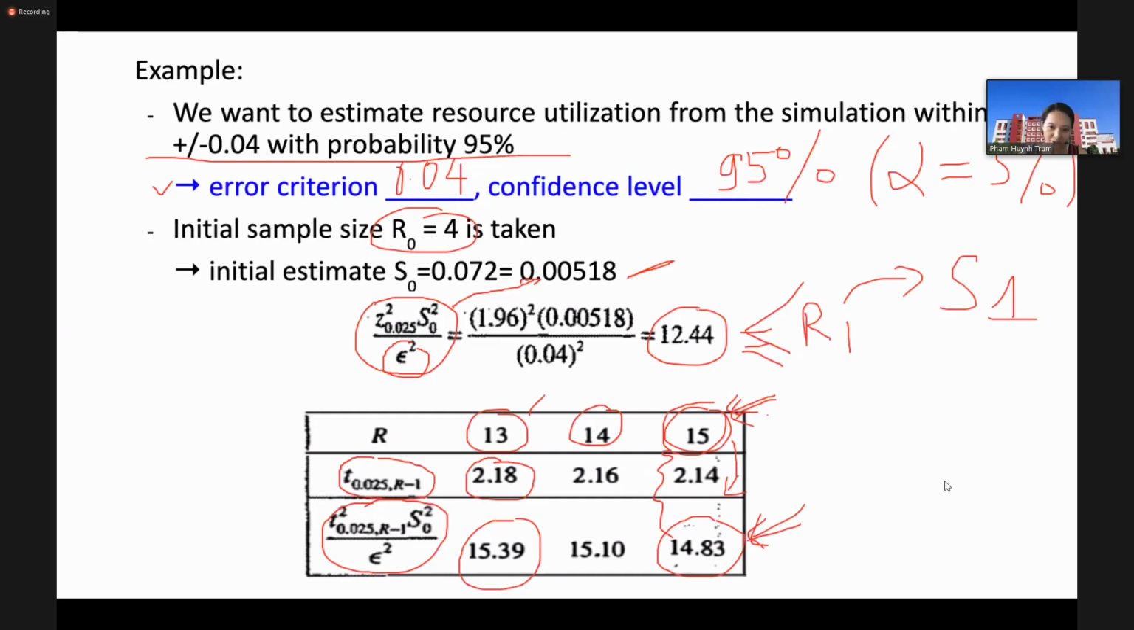Now, can we do faster than this? Yes, we also can. Let's look at this equation again.